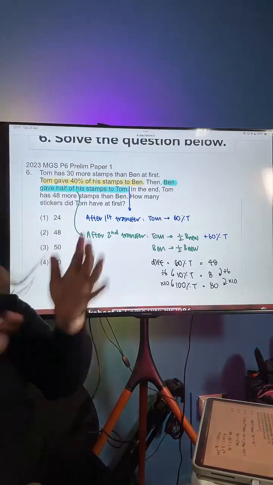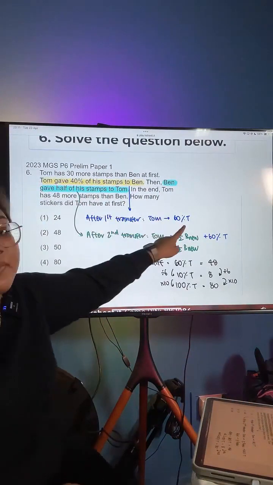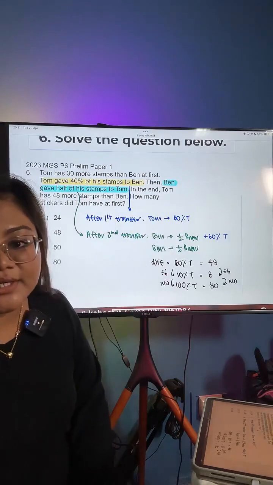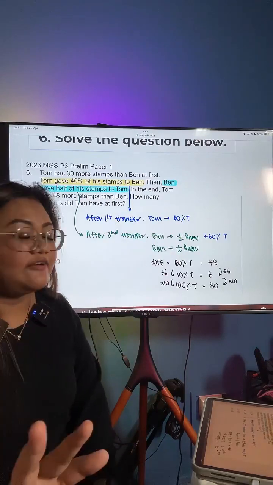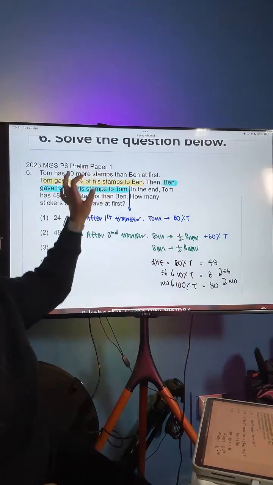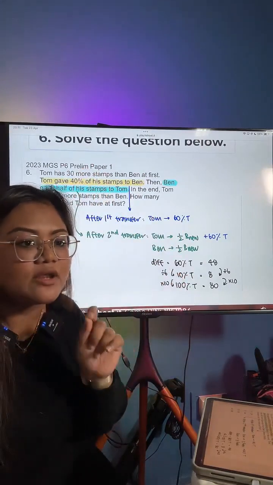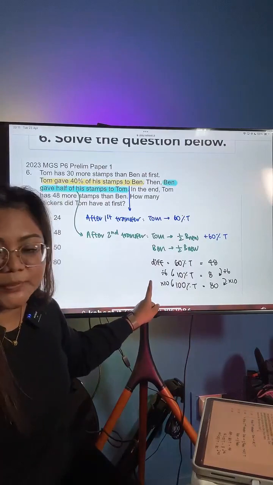Perfect. So once again, I gave 40%, I'm going to be left with 60%. Okay? I give 40%, I'm going to be left with 60%. Right now, I didn't even use 30. In fact, I won't even be using 30 at all. This is a shortcut explanation.